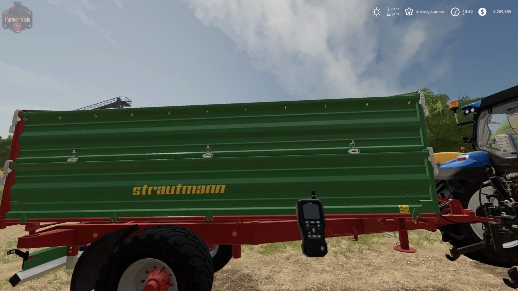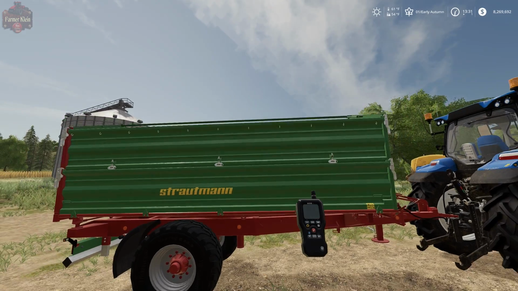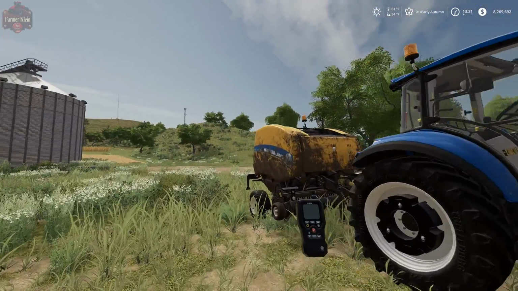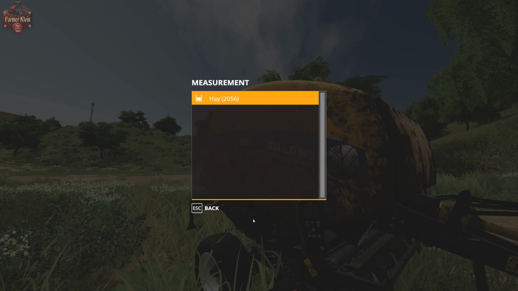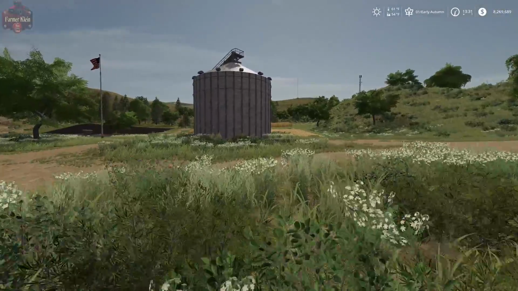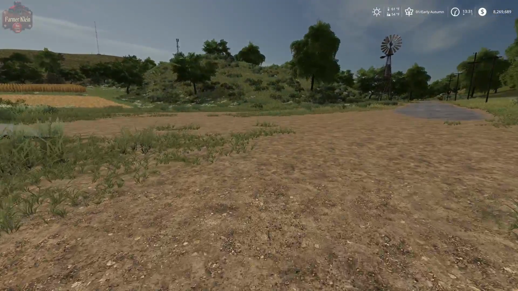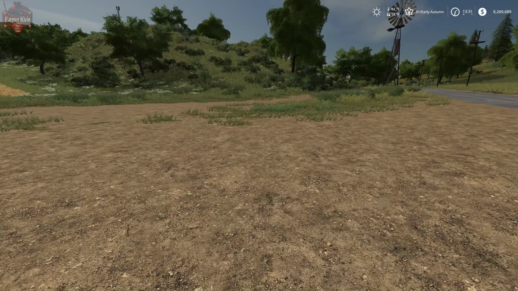Does the trailer have anything in it? No. The trailer does not have anything in it. Now, I'm pretty sure I left something in this baler. Let's see. Indeed, I have a bale of hay, 2,056 liters. That is pretty slick. So, let's talk about this ground moisture, crop moisture deal that we can measure with Seasons.